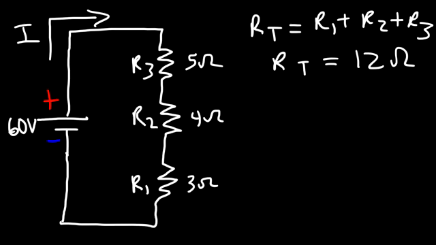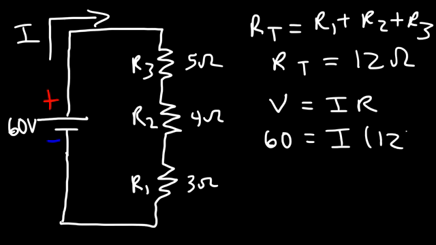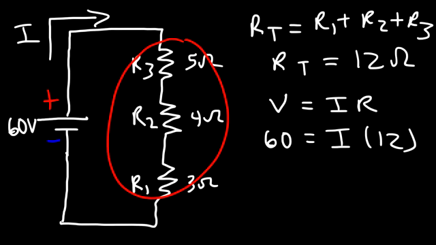Next, you need to calculate the current. So we could use the formula V is equal to IR. So V is 60. That's the voltage across the 3 resistors. We're looking for the current, and then the total resistance is 12. So you can treat this as if it's one big resistor, and you have a 60-volt battery source across a 12 ohm resistor. What is the current in that resistor?